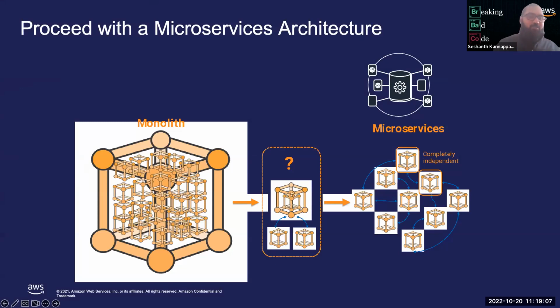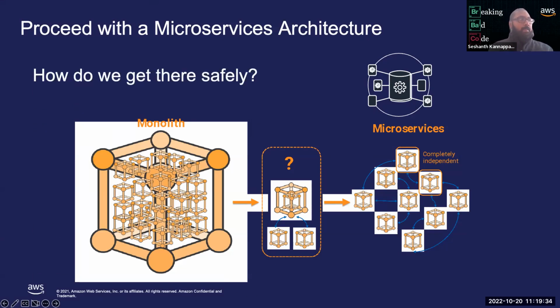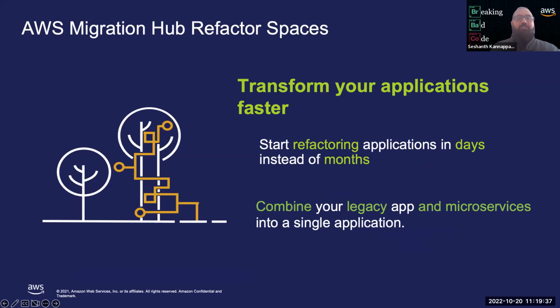Thanks, Amit. So we just saw with vFunction how we're able to decompose the monolith. Now you have the monolith and you have a microservice, and how do we get from the monolith to a microservice architecture, and how do we get there safely? That is the question right now. Next slide. This is where we introduced AWS Migration Hub Refactor Spaces. We launched this in February of 2022.